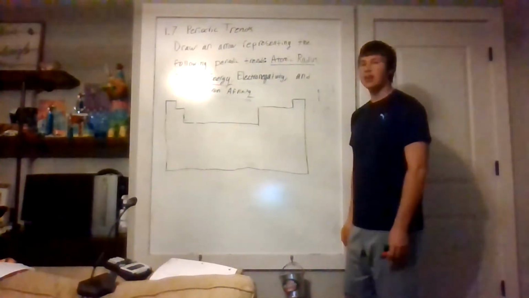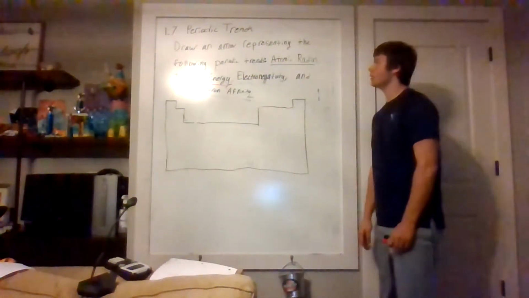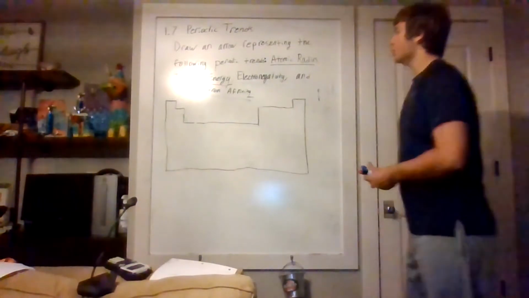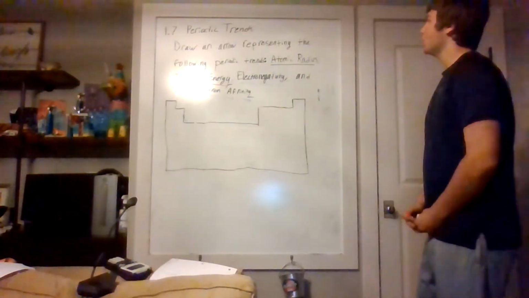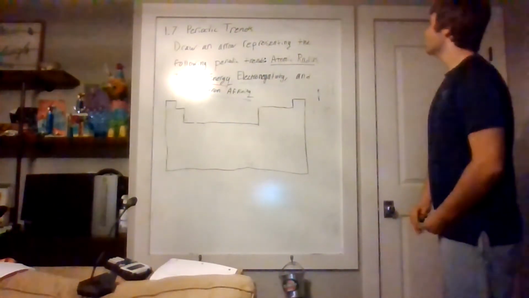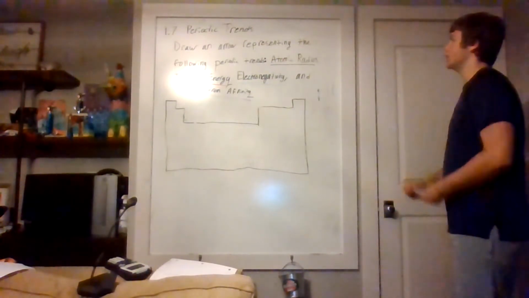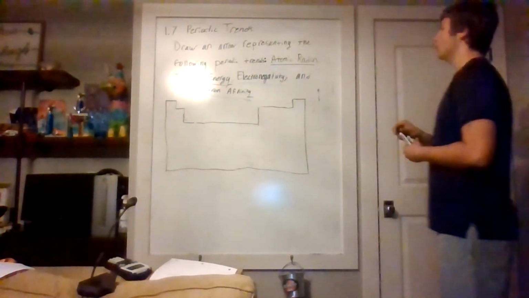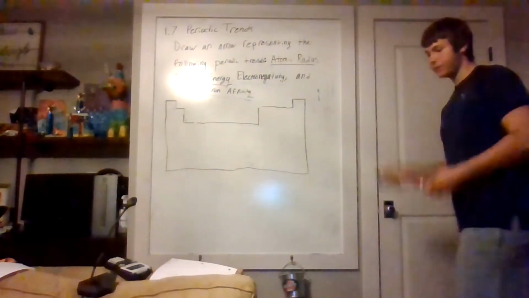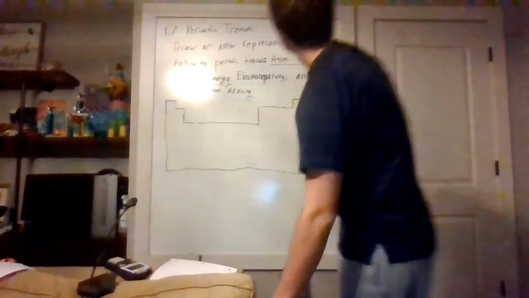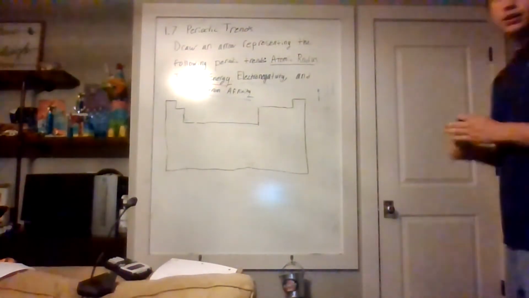My name is Tommy, and today we're talking about periodic trends. For this, we have to draw an arrow representing the following periodic trends: atomic radius, ionization energy, electronegativity, and electron affinity. So first, atomic radius.